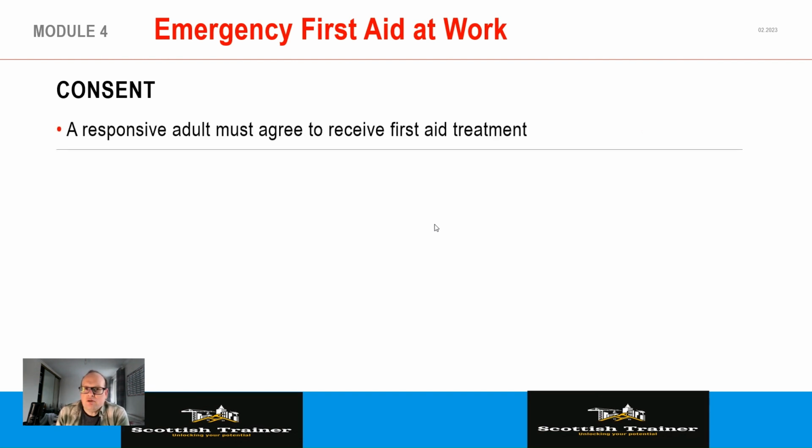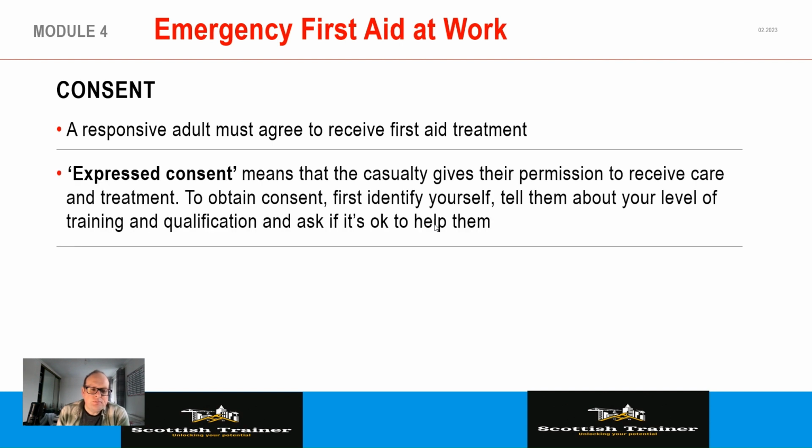So, first from the casualty, what we need is consent. We need people to agree to first aid treatment. If they don't agree to have first aid treatment, we cannot give it. We can't do anything against their will. However, as well as having express consent, which is what happens when you ask someone for their consent, are you okay? I see you've got a cut there. Is it okay if I have a look at this? Yeah? They say yes, that's express consent. Yeah?